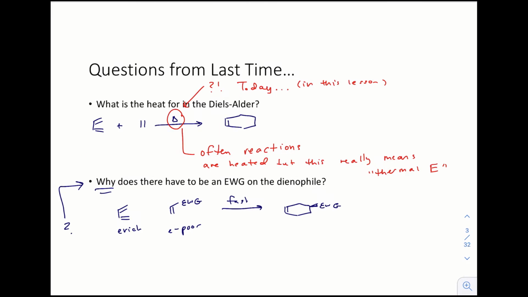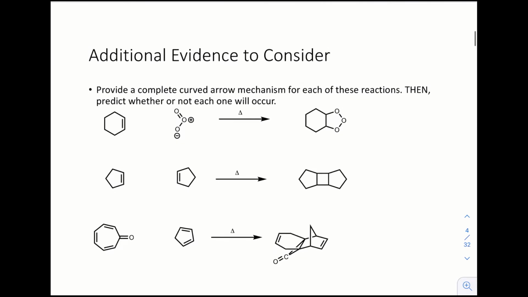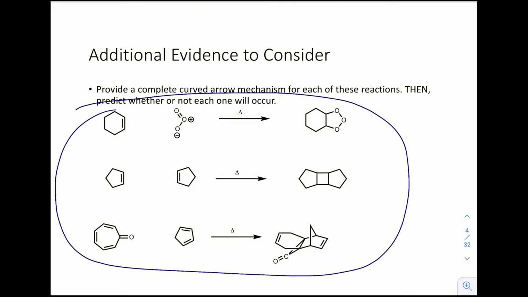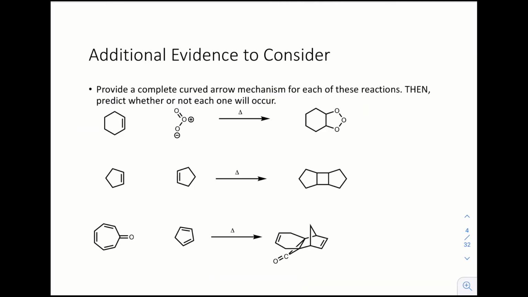So as we address these questions and think more deeply about cycloadditions as a class of reactions, please provide a complete curved arrow mechanism for each of these reactions. I've just proposed some reactions here, so you should be able to draw curved arrows from starting material to product, and then just predict whether or not each reaction will occur. In other words, just because I drew it doesn't mean it happens. So provide the curved arrows and then predict, yes or no, do you think it will occur? I will refer to these reactions as A, B, and C. We'll take a look at reaction A now.